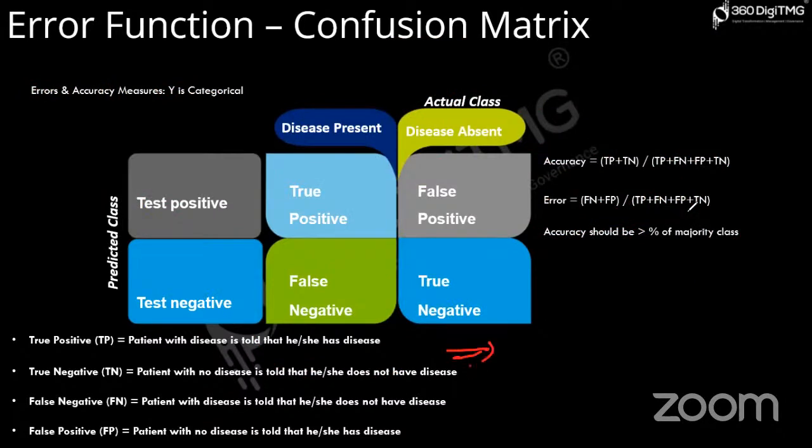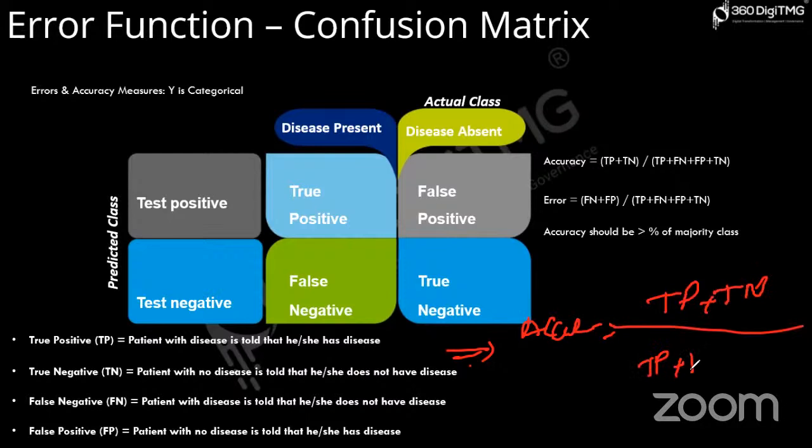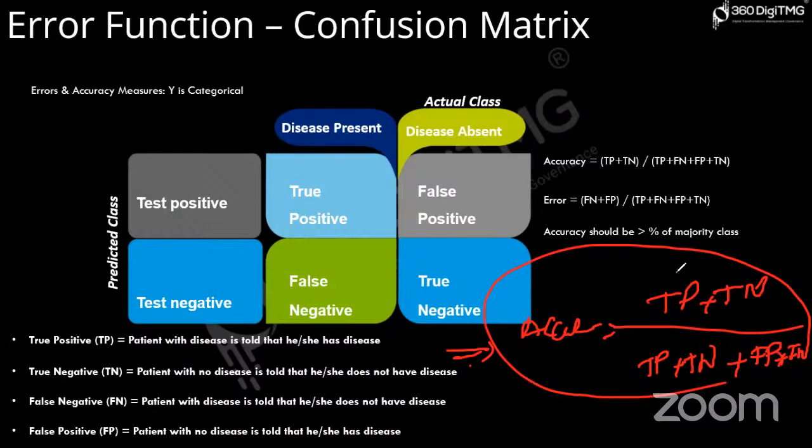The accuracy will be true positive cases plus true negative cases divided by all: true positive plus true negative plus false positive plus false negative. When you compare all and take those values, we can calculate the accuracy of the model that you have built.